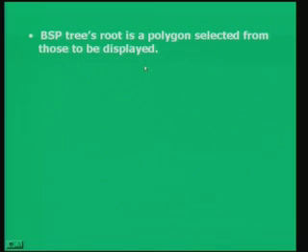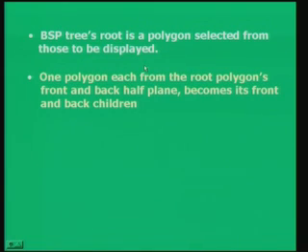Take one of the existing polygons, so the BSP tree's root is itself a polygon, one of the n polygons. One polygon each from the root's polygon front and back half plane becomes its front and back children. You do not have to imagine a polygon. Select one out of the n, and the remaining n minus 1 is split into two categories. Within these two categories, select one in the front and one among those in the back.